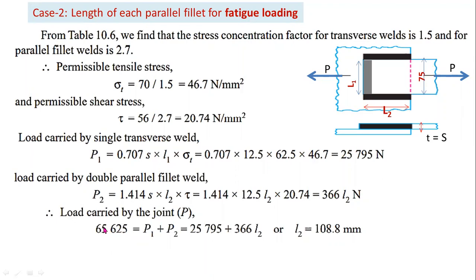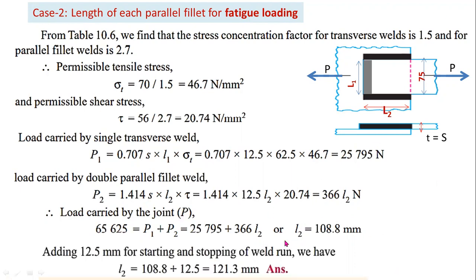In case one, already we got that value. So capital P equal to 65,625 and P1 equal to 25,795, P2 equal to 366 L2. Okay, from this equation, you have to determine the value of L2. L2 is the length of parallel fillet weld. Now, after getting the value of L2, you have to add 12.5 mm for starting and stopping of weld run. Okay. So, L2 equal to 121.3 mm is the value of length of parallel fillet weld.